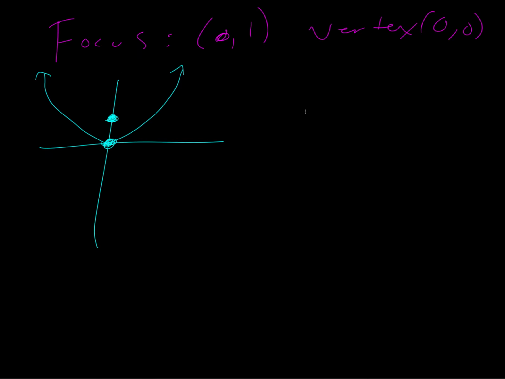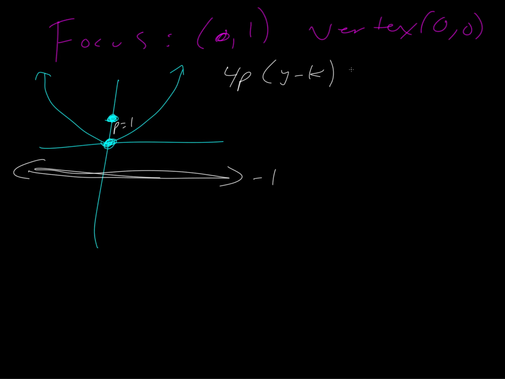So what that means is that the directrix, because it has to be the same distance away, is going to be at negative 1. And we do have a vertical parabola, and our p-value is 1. Okay? And so if I write out my vertical equation, and plug in the values, so plug in a 1 for p, these are both 0.